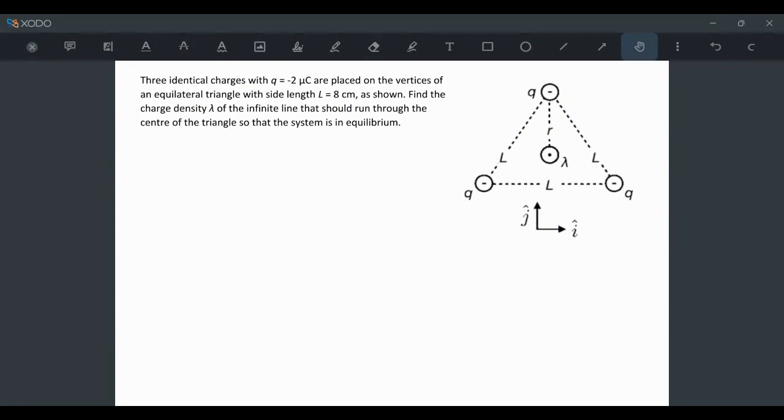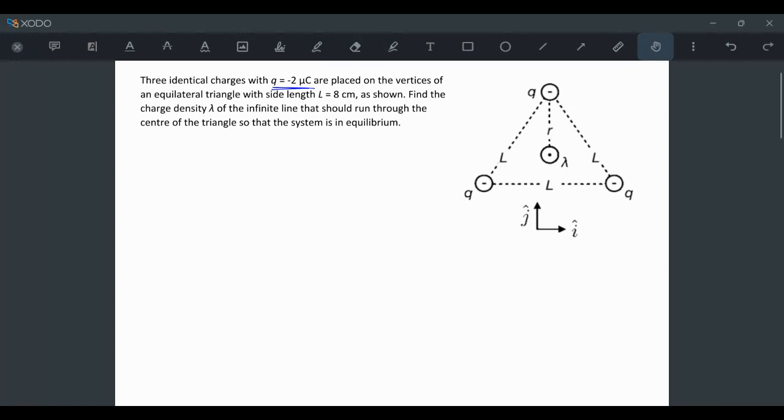So we're told there's 3 identical charges. Each one has a charge of -2 microcoulombs, and they're on the vertices of an equilateral triangle. So this is the same as the equilateral triangle problem from previous tutorial. The side length is L of 8 centimeters, and we're asked to find what the charge density lambda is of the infinite line charge that should run through the center of the triangle so the system is at equilibrium.